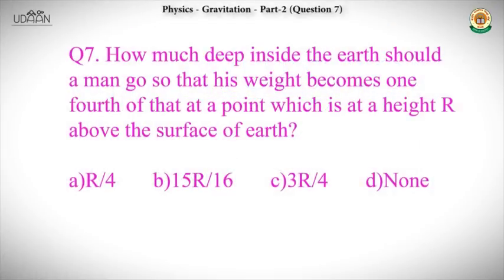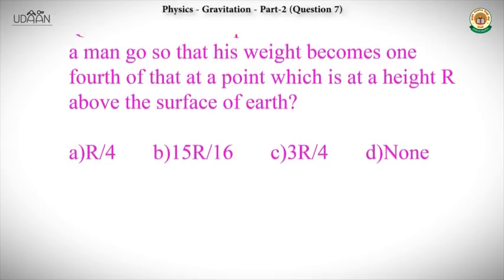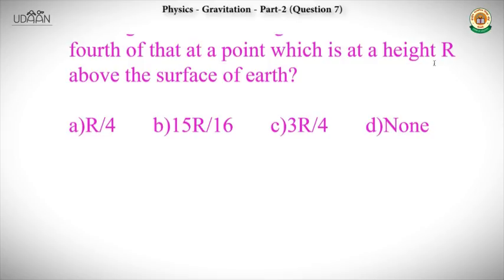Let's have a look at the 7th question, guys. How much deep inside the earth should a man go so that his weight becomes 1/4 of that at a point which is at a height R above the surface of earth? See, first we have to find out what the weight will be at a height h above the surface of earth. In this, because h is comparable to capital R, we'll have to use this formula, g/(1 + h/R)².